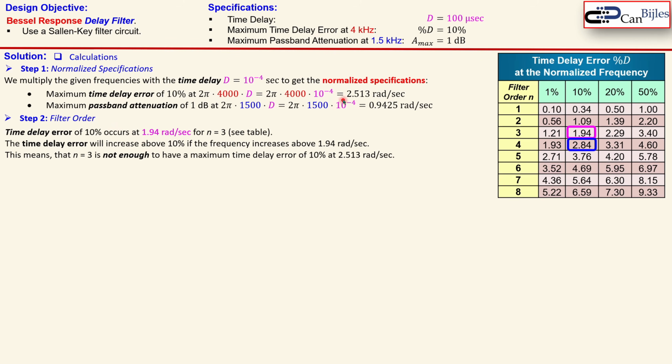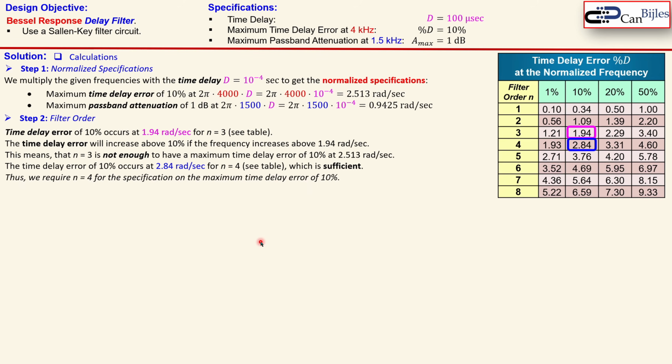If we go, of course, to 2.5 radians per second as we have it in our normalized value, that will make a problem. So if I look now further, then you get here 2.84 radians per second as the normalized frequency. And that will do the job because that is higher than this value. So that means NS4 will do the job for this situation. It is sufficient for our time delay error.